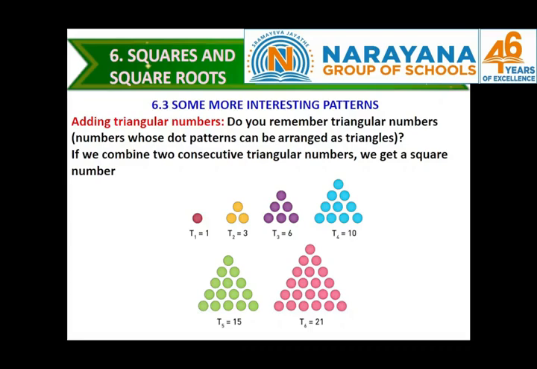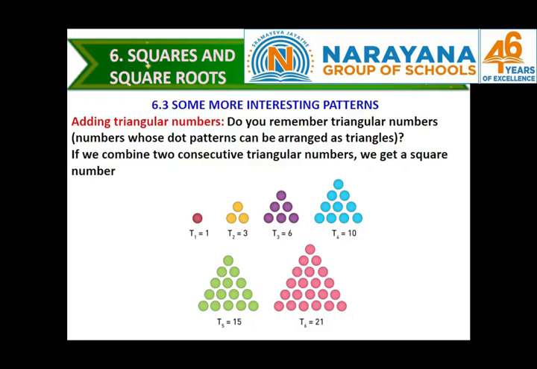For the first triangle, I am using only 1 dot. For the second triangle, I am using 3 dots. For the third triangle, I am using 6 dots. Fourth triangle, I am using 10 dots. Fifth triangle, I am using 15 dots. Next triangle, I am using 21 dots. So here, if we combine two consecutive triangular numbers, we get a square number.